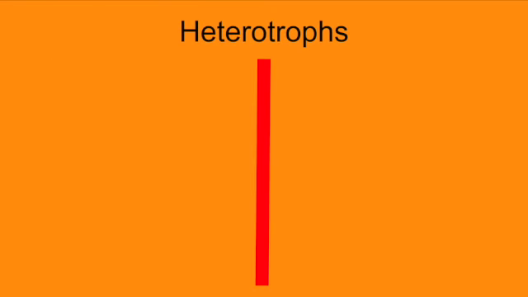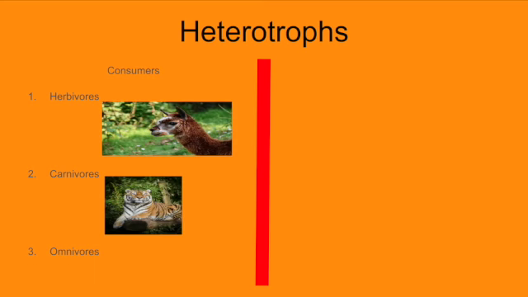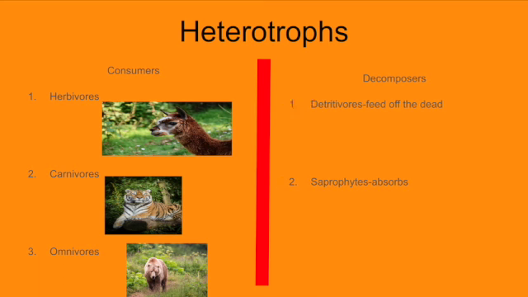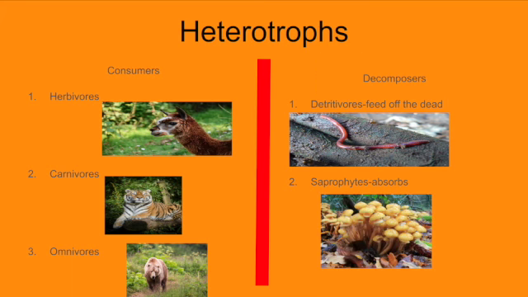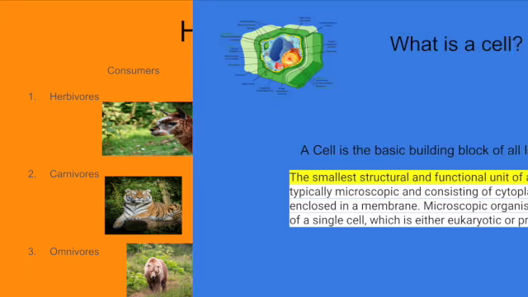All right, next we get into heterotrophs. Again, two types of heterotrophs. We have our consumers, which are herbivores, carnivores, and omnivores, like the llama, the tiger, and the bear. And then we have our decomposers, which are detritivores, and they feed off the dead, and saprophytes, which absorb the minerals. So that'd be like our earthworms and different fungus.